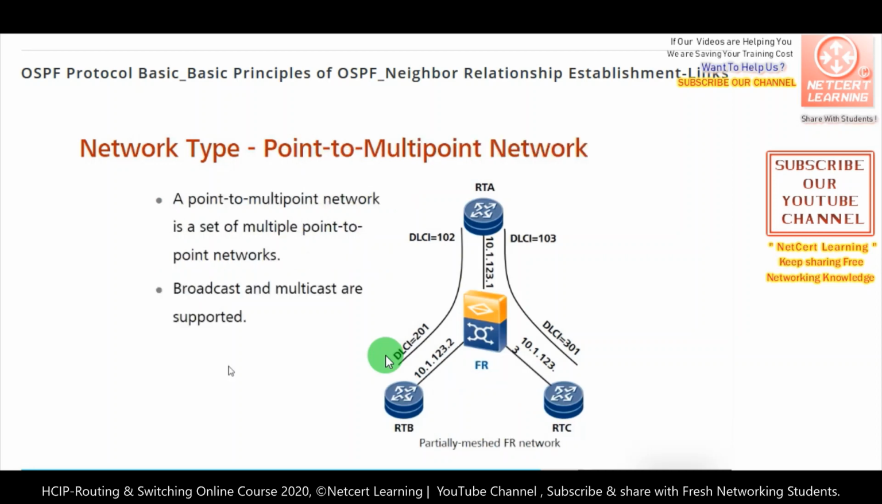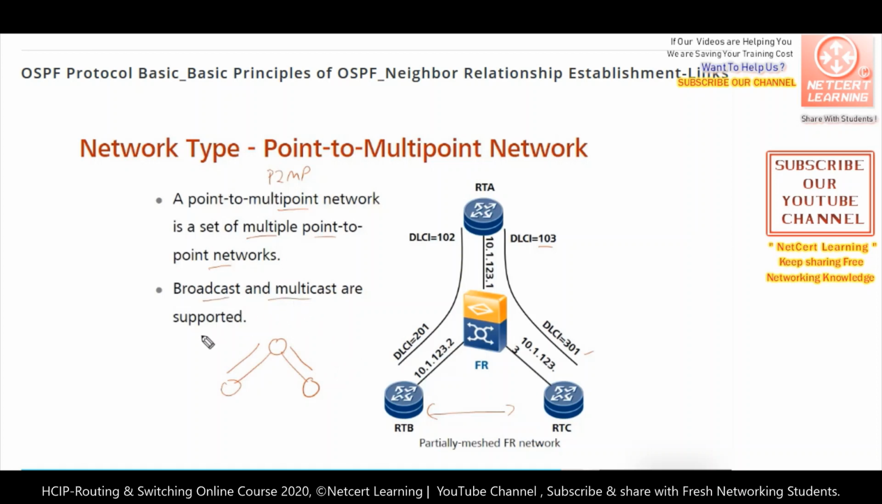The final one of the OSPF network types is point-to-multipoint. A point-to-multipoint network is a set of multiple point-to-point networks. As you can see from here, we have A connected to B through this particular VC, and A to C through this particular VC, 103, 301. You notice that between B and C, we do not have any virtual circuit. So here we have a point to a multipoint.